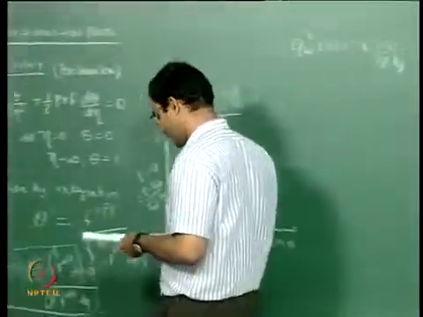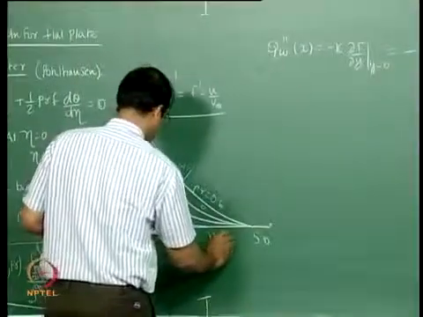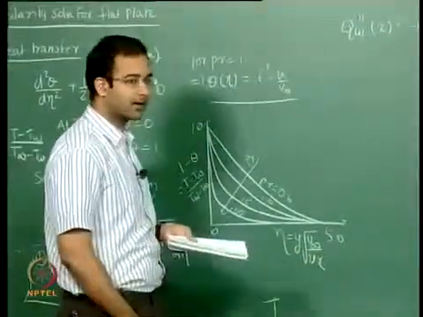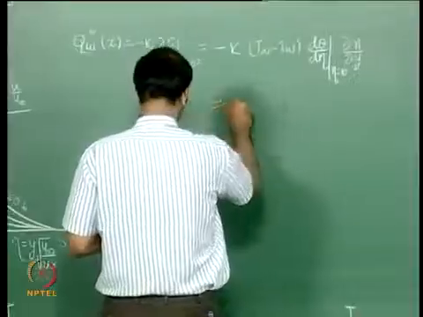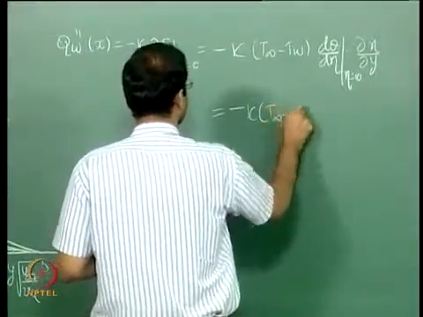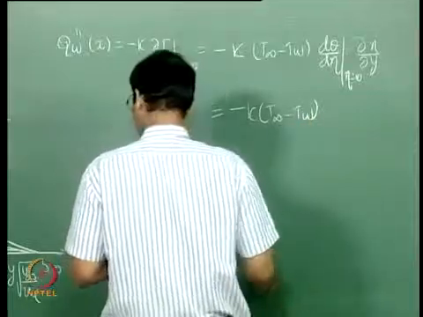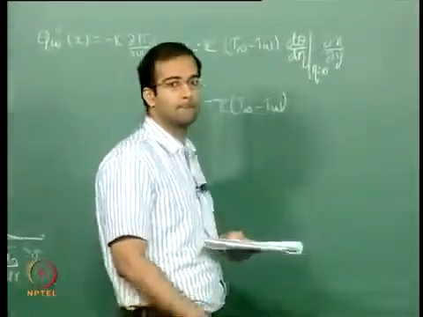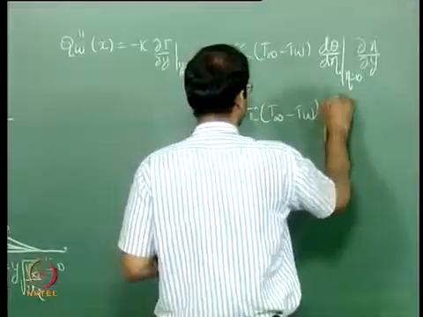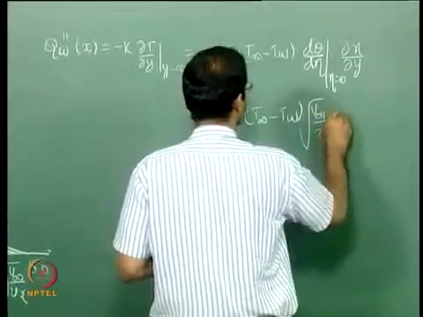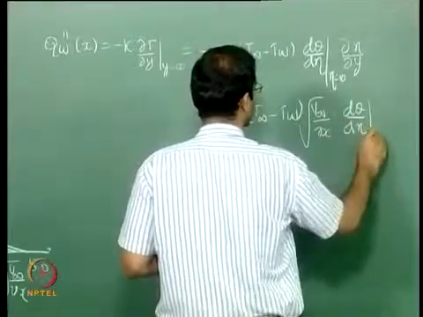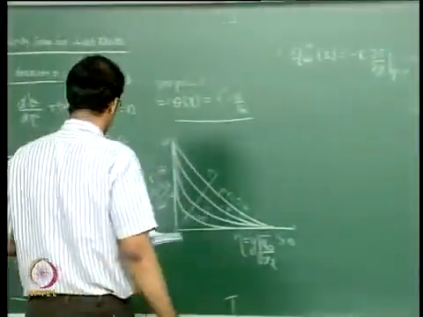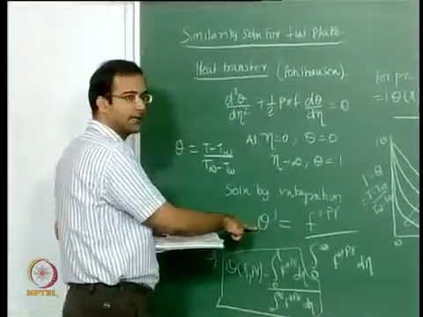Okay, now I also know my similarity variable eta is y times square root of u infinity by nu x. Okay, so I can just substitute, this should give minus k T infinity minus T wall into what is d eta by dy, square root of u infinity by nu x, into d theta by d eta at eta equal to 0. Now d theta by d eta at eta equal to 0. So this is my d theta by d eta.